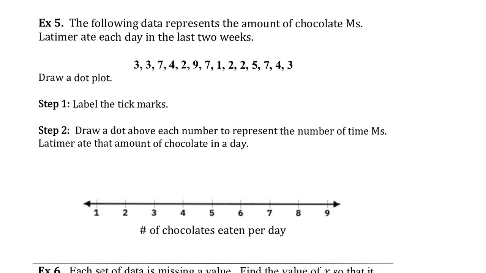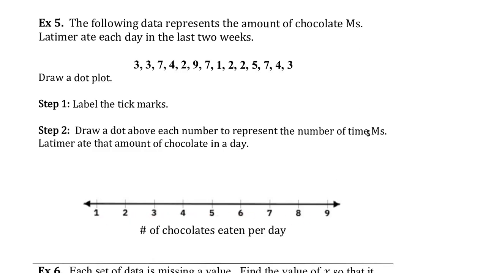Okay, example 5. The following data represents the amount of chocolate Miss Latimer ate each day in the last 2 weeks. Draw a dot plot. Label the tick marks. Draw a dot above each number to represent the number of times Miss Latimer ate that amount of chocolate in a day. Okay, it says label the tick marks. The tick marks are already labeled. To label them, I would look and see what's the lowest. The lowest is 1. The highest is 9. So I need to make sure I include 1, 2, 3, 4, 5, 6, everything from 1 to 9.